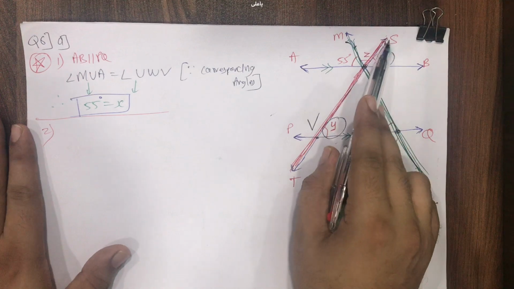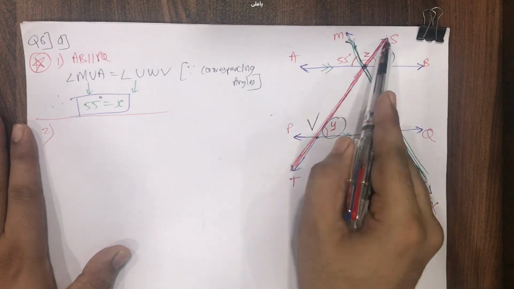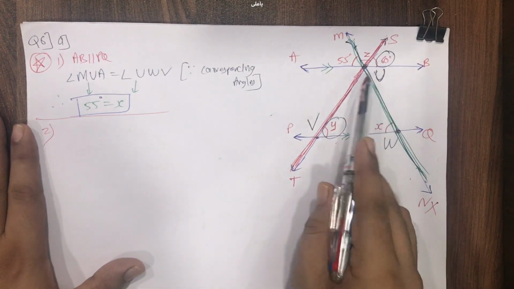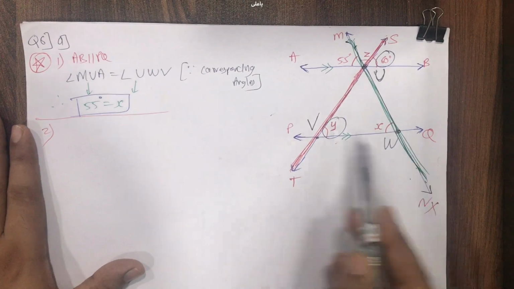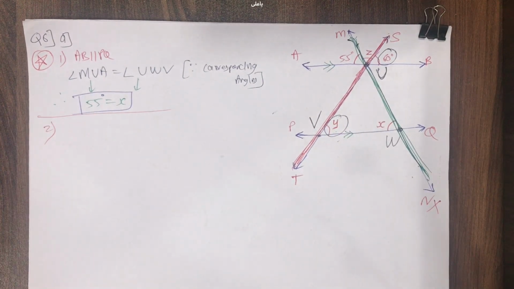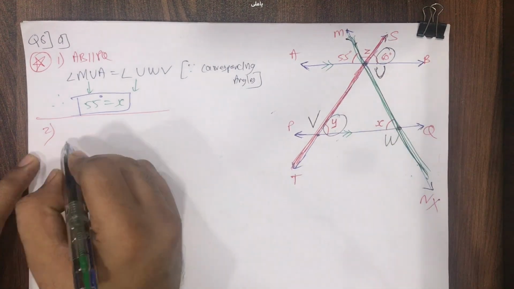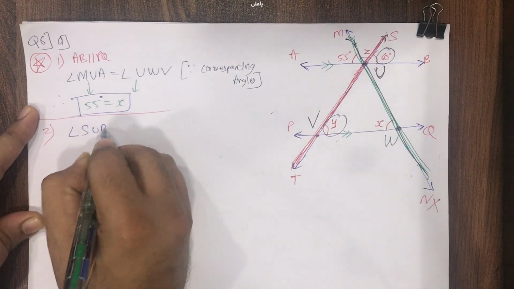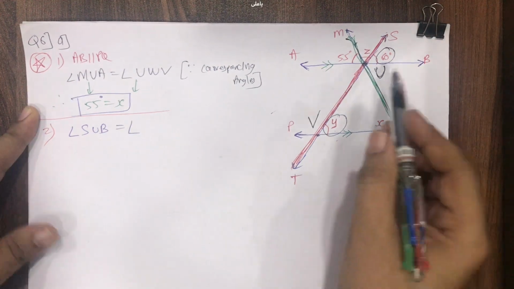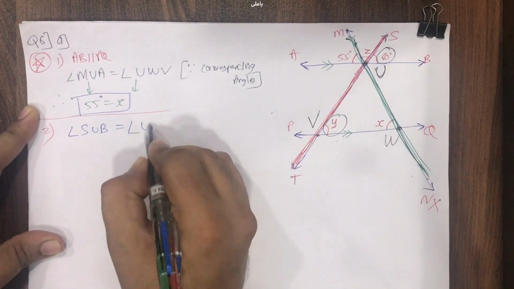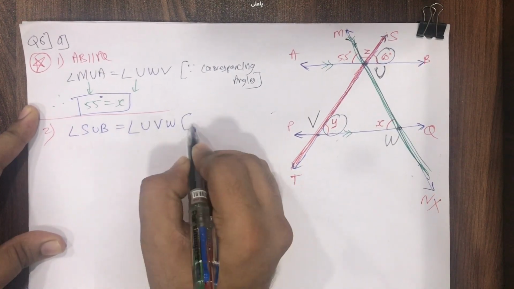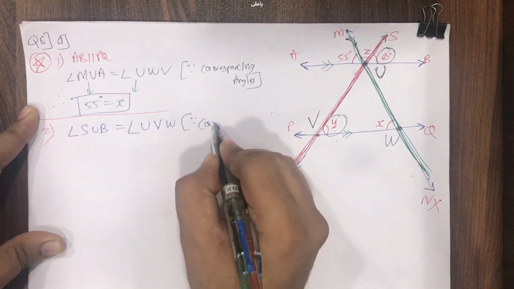Okay, let us first write the name of this angle. It can be either written as SUB or BUS. What's the name of this angle y? Can be written as UVW or WVU. Okay, let's start. First I'll write this SUB. So angle SUB is equal to angle UVW. Reason, corresponding angles.